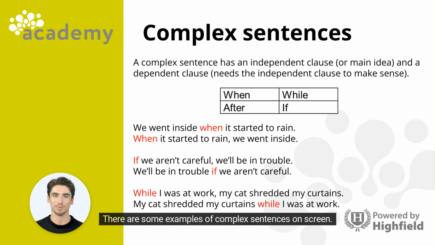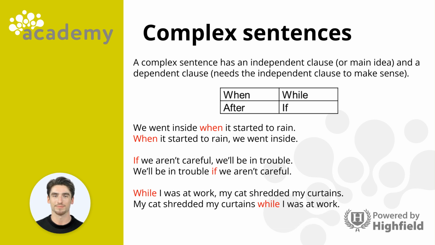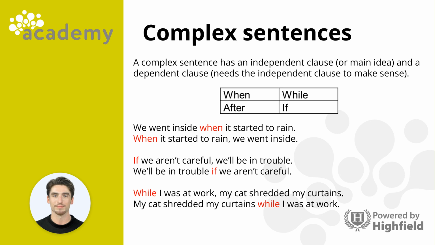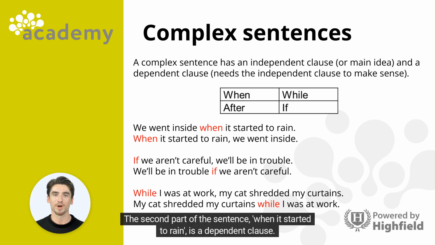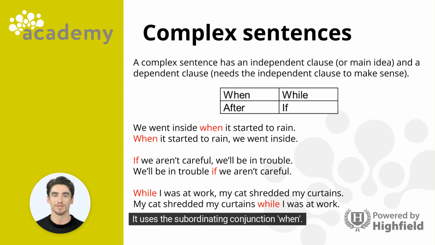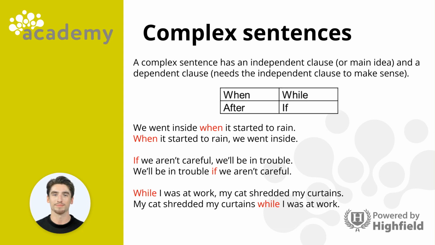There are some examples of complex sentences on screen. Let's look at one of these. In the sentence, we went inside when it started to rain, the first clause, we went inside, makes sense on its own. It is an independent clause. The second part of the sentence, when it started to rain, is a dependent clause. It uses the subordinating conjunction when.